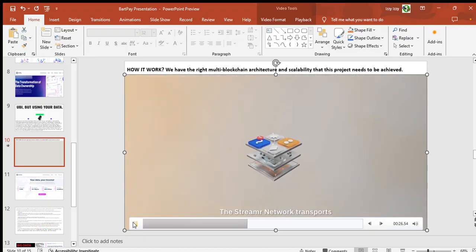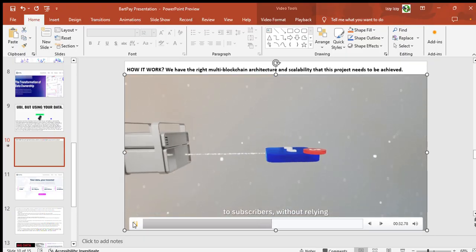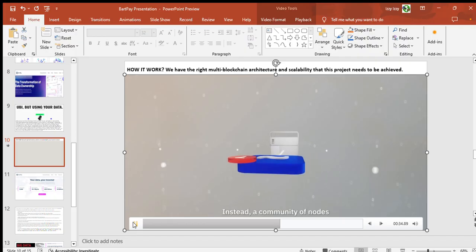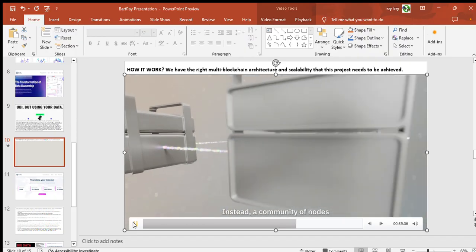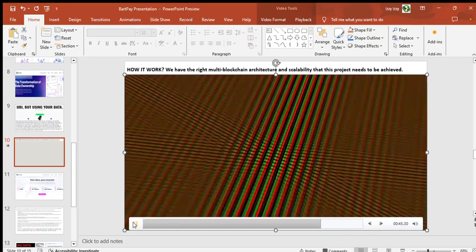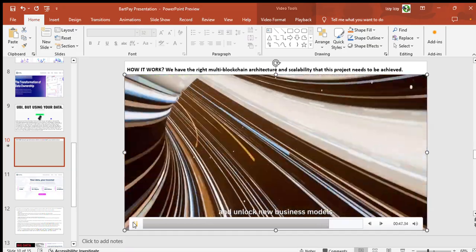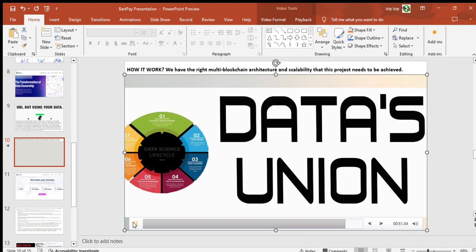The Streamer Network transports streams of messages from publishers to subscribers without relying on a central server to broker the data. Instead, a community of nodes provide bandwidth in exchange for tokens. Web3 apps send and receive messages in a fully decentralized, scalable way and unlock new business models for sharing and selling data. The opportunities are endless. Connect your data to the rest of the world.